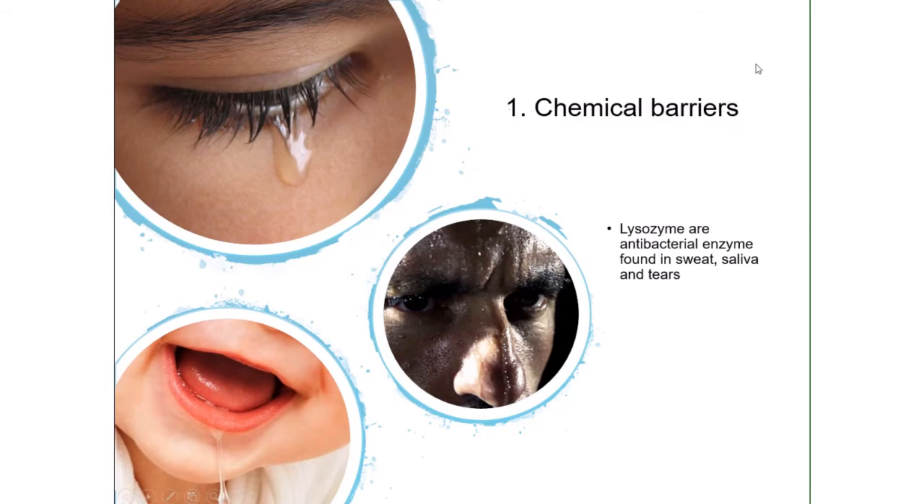So another type of barrier is chemical barriers. Chemical barriers include what we call lysozyme. Lysozyme is an antibacterial enzyme that is found in sweat, saliva, and tears. Every time you blink your eyes, for example, the tears are replenished on the surface of the eye, and that basically kills off any airborne bacteria that landed on your eyes. If you rub your eyes a lot, for example, this kind of mechanism would help you keep the surface of the eye clean.